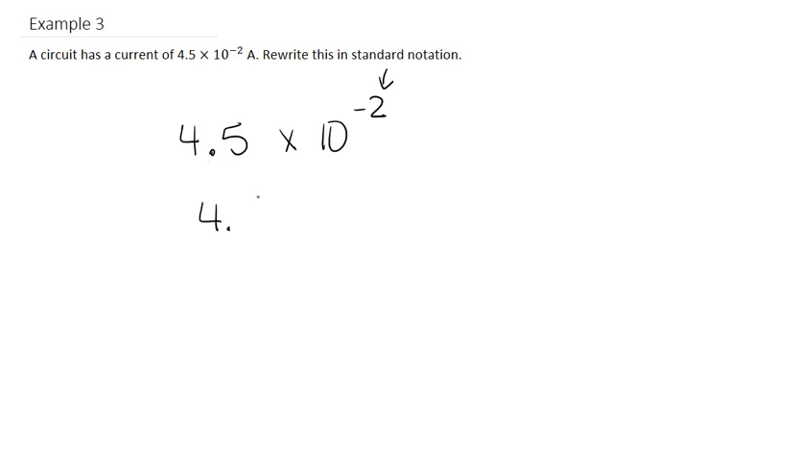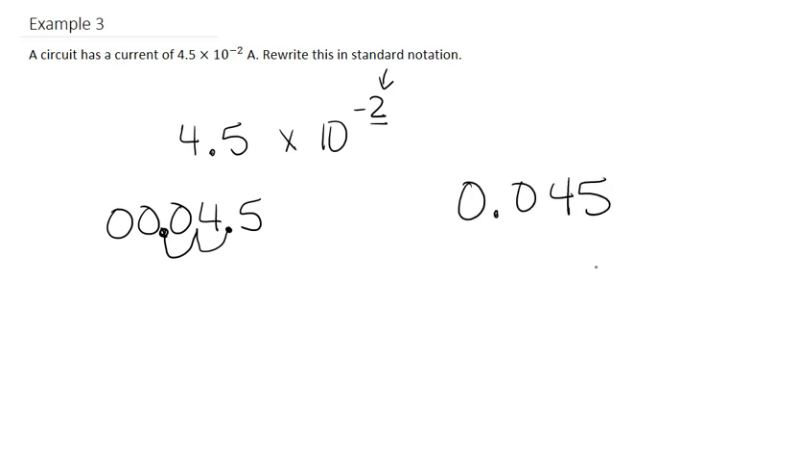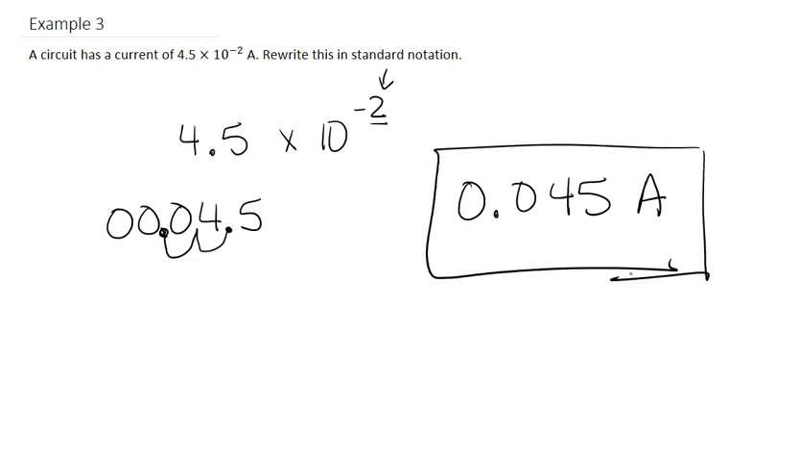So when we write 4.5, we're going to add zeros on the left-hand side. This number is 2, so that means we're moving the decimal twice. So we go 1, 2. So now we have 0.045 amps. Now let's look at another example.